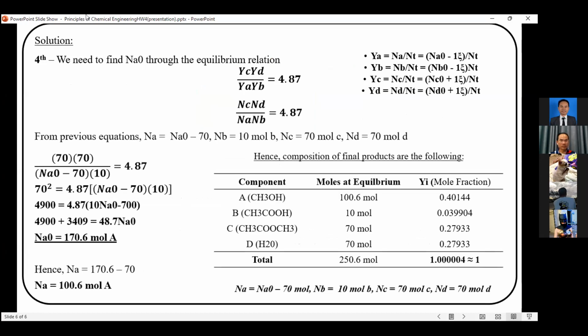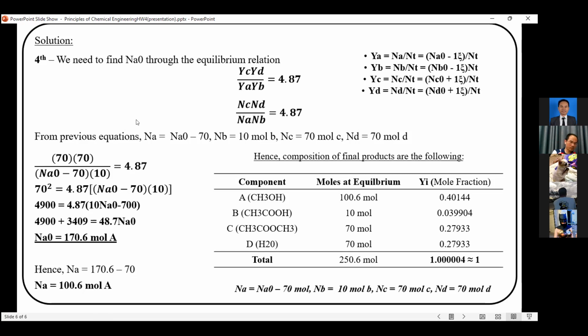And then plug in all of the values. We have already found NC, ND, NB, so we can put them there. And then Na is equal to this equation. If we rearrange everything, we will find that Na0 is equal to 170.6. That is the initial value. To find the Na, that is just the Na0 minus the 70, which is equal to 100.6 mole of A.